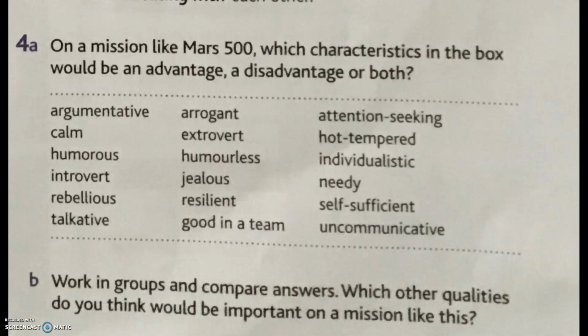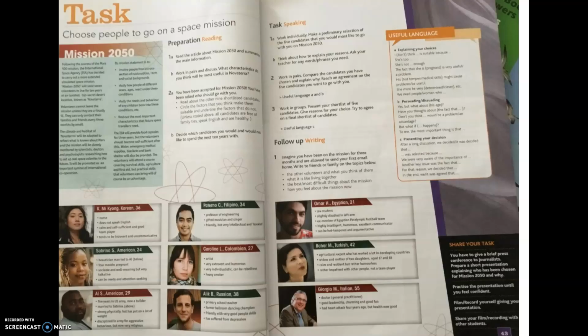So once you've looked at 6 or 7 words individually, then you could give them this task to divide them into advantage, disadvantage, or both. They'll be better able to do it because they will have a more in-depth knowledge of the ones that you consider to be the most difficult. Okay. And then you can move on to B, working in groups, compare answers. Which other qualities do you think would be important on a mission like this? Okay, and that will lead us very nicely into the second part of the lesson.